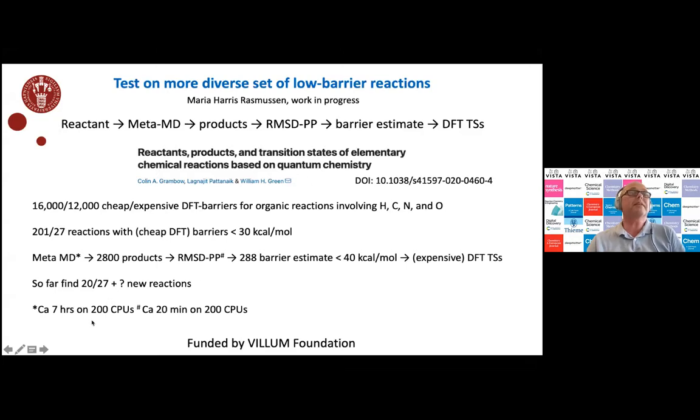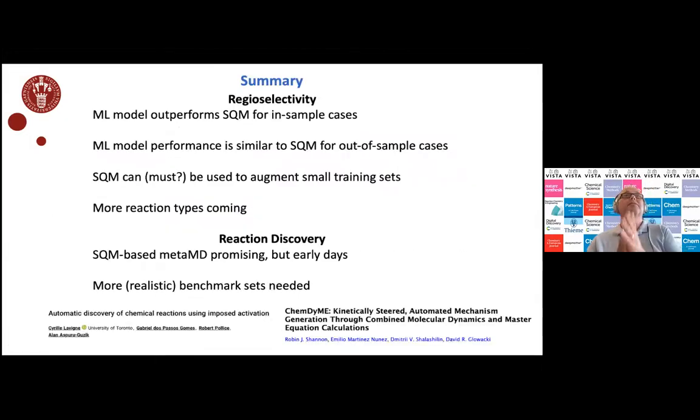The main point is that you can do this relatively fast, right? So you can check all these. You can generate a huge amount of possible products in a matter of hours, and you can actually estimate the barriers in a matter of minutes. So that's what we're working on now. Stay tuned. And that brings me to the end of my talk.